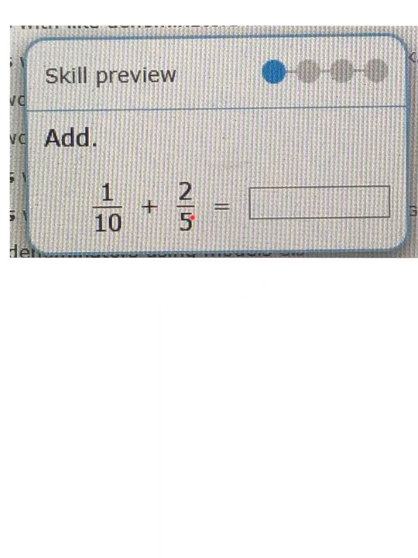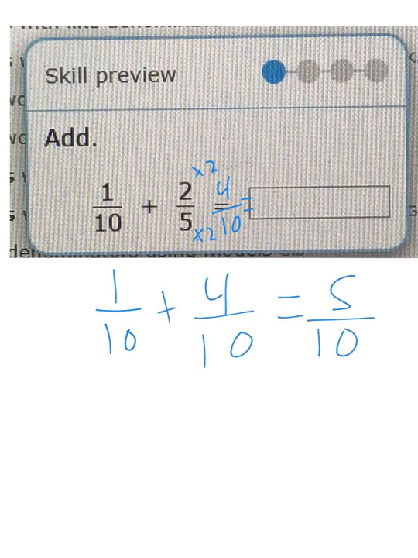1/10 plus 2/5, oh, we can't do it, the denominators aren't the same. How can I make the 5 a 10? What's the equivalent? Well, I'm going to have to times by 2. 5 times 2 is 10. Sorry for the space there. Times 2 at the top. If I do it to the bottom, 2 times 2 is 4. So now I'm just doing 1/10 plus 4/10 equals 5/10.